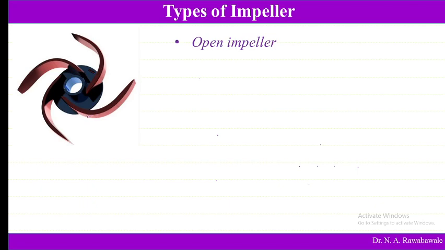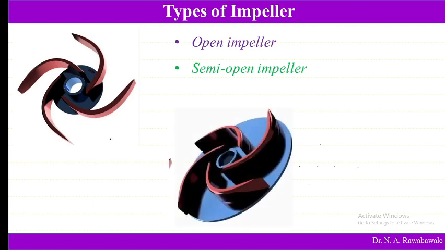Then the second one is the semi-open impeller. What is a semi-open impeller? Whatever we have seen just now, the previous image, was the image of a semi-open impeller. There was one plate on one side. You can see here, this is the plate on one side. Therefore we call this a semi-open impeller. This is the open impeller.